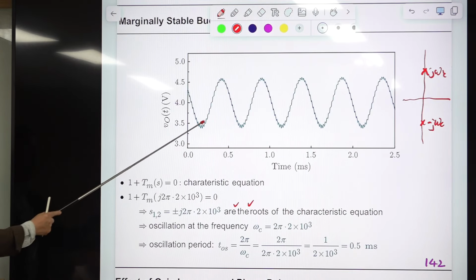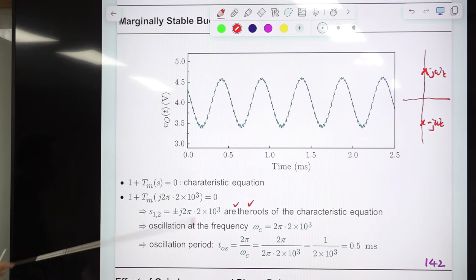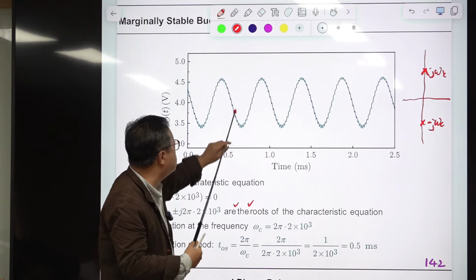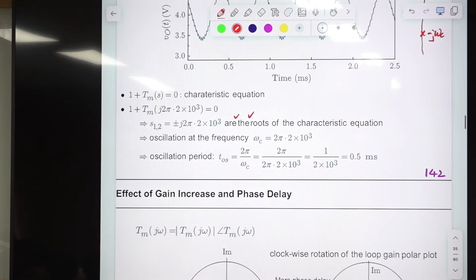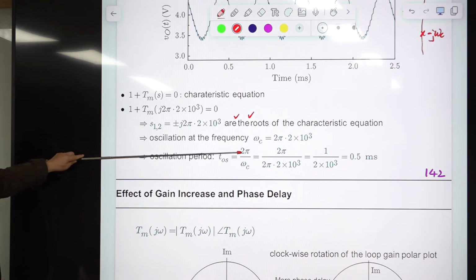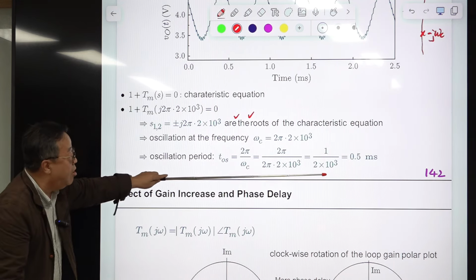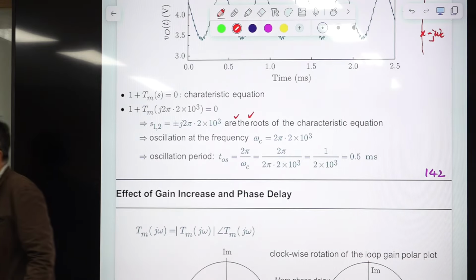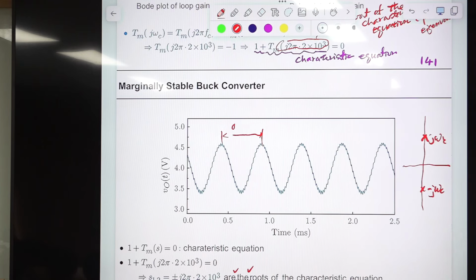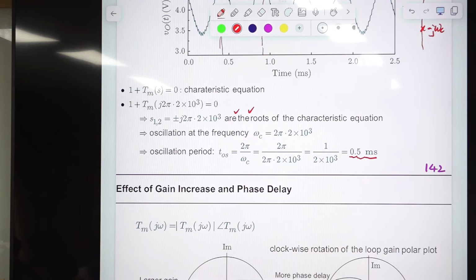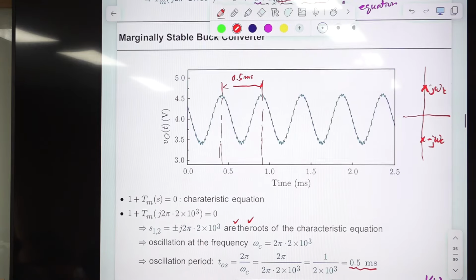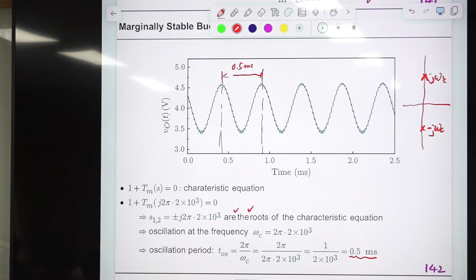So you are seeing this. There is oscillation. If this were a linear time invariant system, we would have a smooth oscillation, but this is a PWM converter, so there is a ripple on top of this sinusoidal oscillation. The period of oscillation is 2 pi divided by omega c, which is expected to be 0.5 millisecond. This is a characteristic of a critically stable, marginally stable system, the borderline between stability and instability.